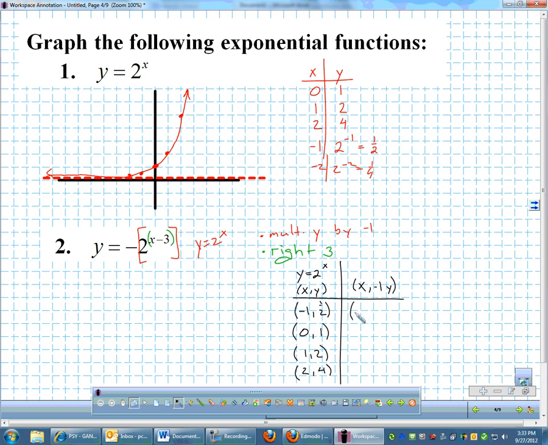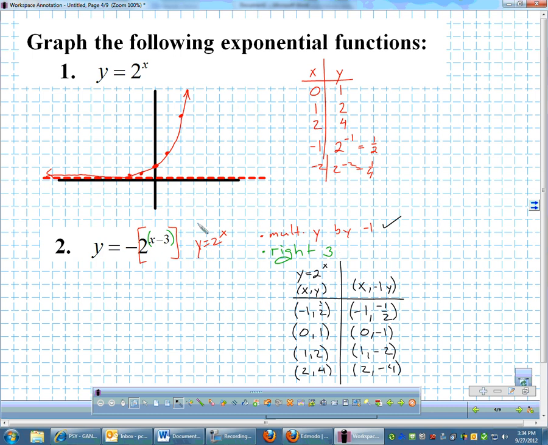And then we are going to multiply the y-coordinates by negative 1. So (negative 1, 1 half) becomes (negative 1, negative 1 half). (0, 1) becomes (0, negative 1). (1, 2) becomes (1, negative 2). (2, 4) becomes (2, negative 4). And I'm going to take those points, having already multiplied my y's by negative 1, and shift those to the right 3.